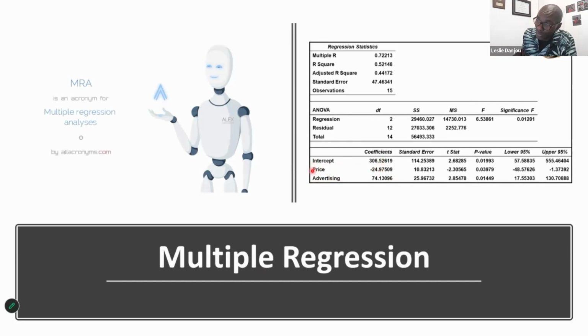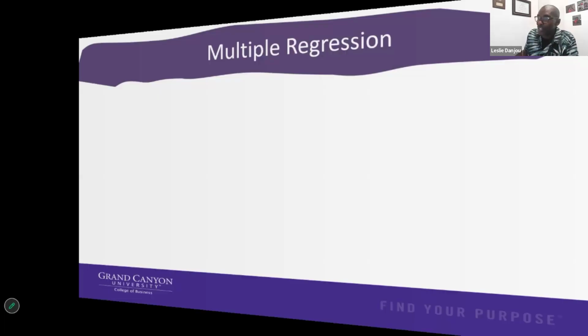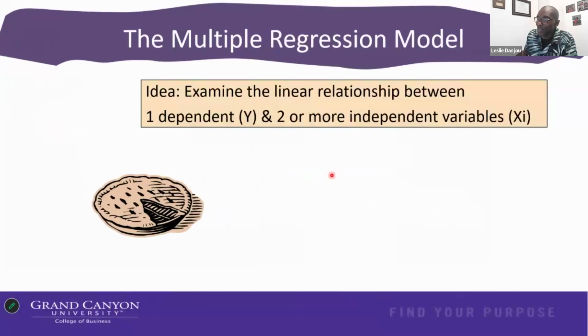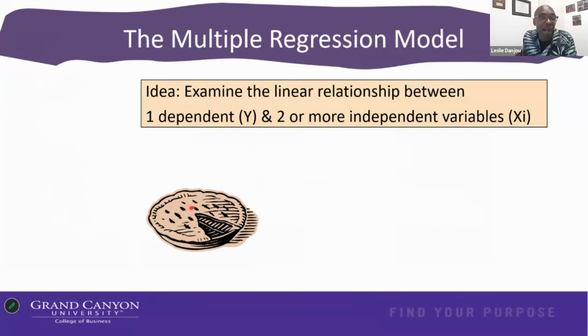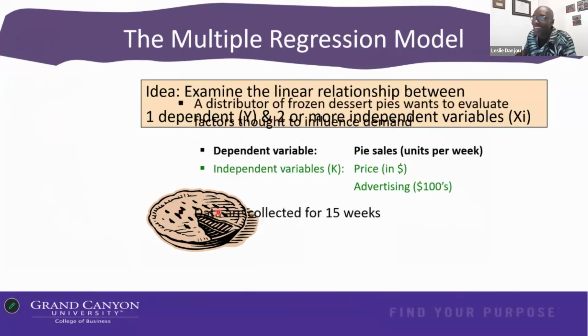Here's our B0. Here's our first independent variable, price. Here's our second independent variable, advertising. How do price and advertising affect the final results of sales? So I can show you this. Let's say we were to have a pie that we're selling. How does changing the price, and how does advertising, change the final sales of this good, delicious pie?